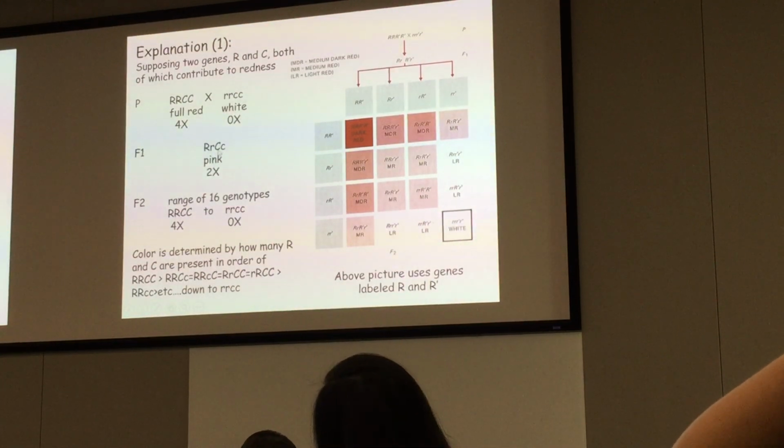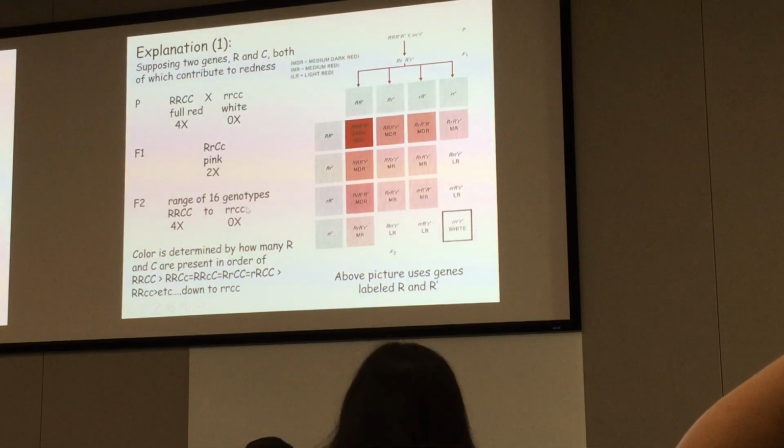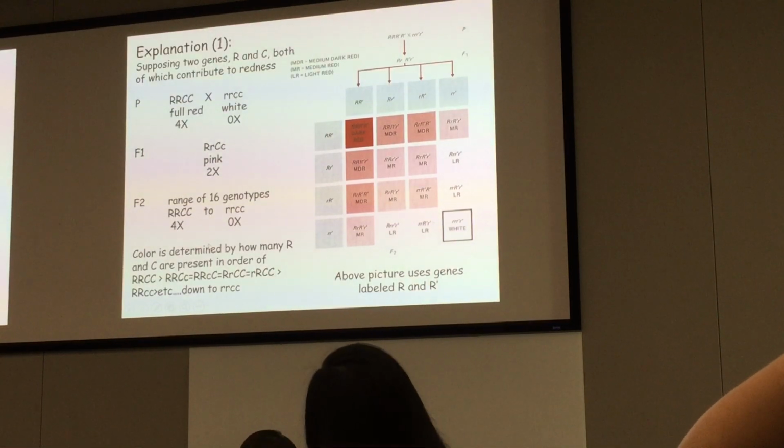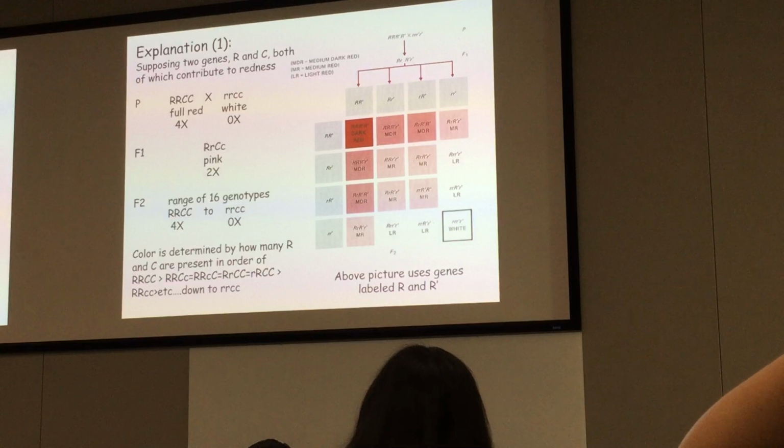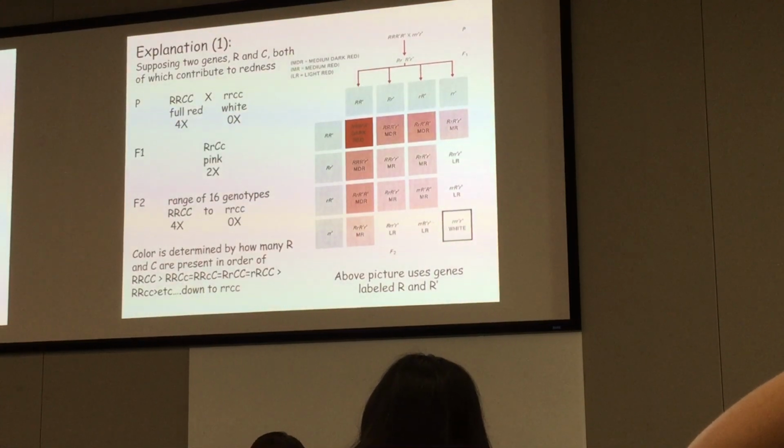And now we cross the F1s against F1s, and we get a whole range of genotypes in those 16 boxes, right? The genotypes range from the original big R, big C, like here, all the way down to the other grandparent, which is small r, small c. Plus you get a whole bunch of genotypes in between here, which have various numbers of big R and big C alleles. And we determine the color in these quantitative genetics problems by just adding things up.